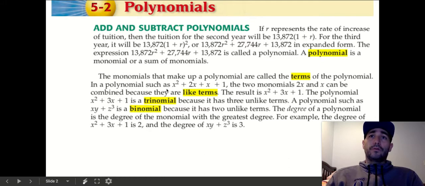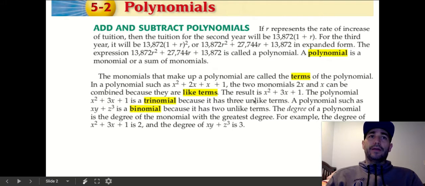In a polynomial such as x squared plus 2x plus x plus 1, you have 1, 2, 3, 4 monomials being added together. Each monomial is considered a term. The two monomials 2x and x, since they both have the same variable with the same exponent, are considered like terms. Since these are like terms, I can combine them. The result would be x squared plus 3x plus 1, because you can add the 2x and the 1x to make 3x.